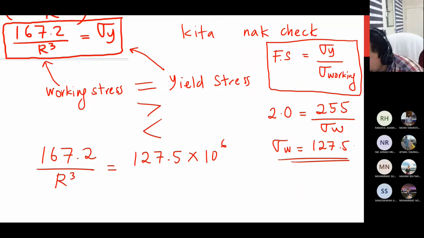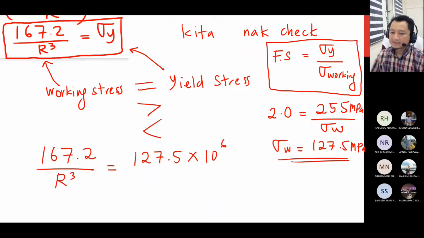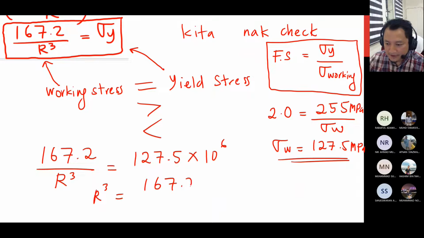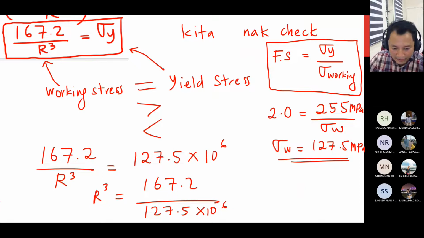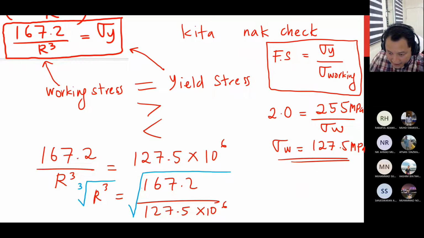Jangan lupa. Megapascal. Sebab 255 ni megapascal. So R kuasa 3 sama dengan 167.2 bahagi 127.5 darab 10 kuasa 6. Don't forget to square root on both sides. Ini kena square root. Punca kuasa 3 baru dia settle. Baru dapat jawapan.